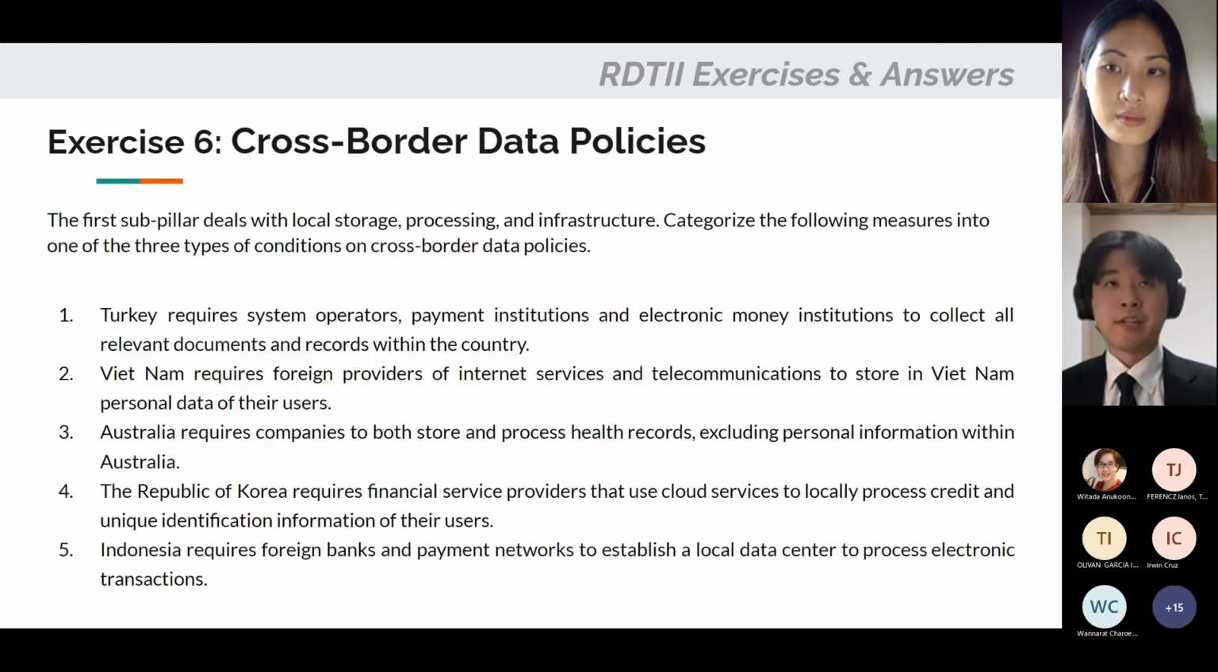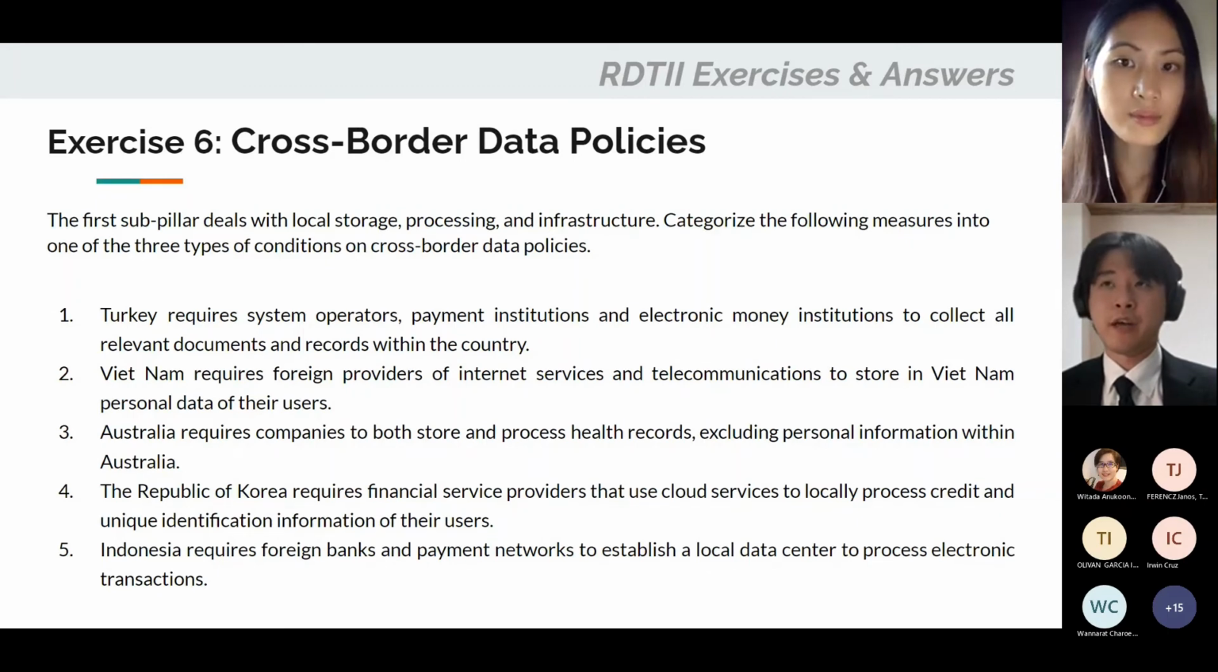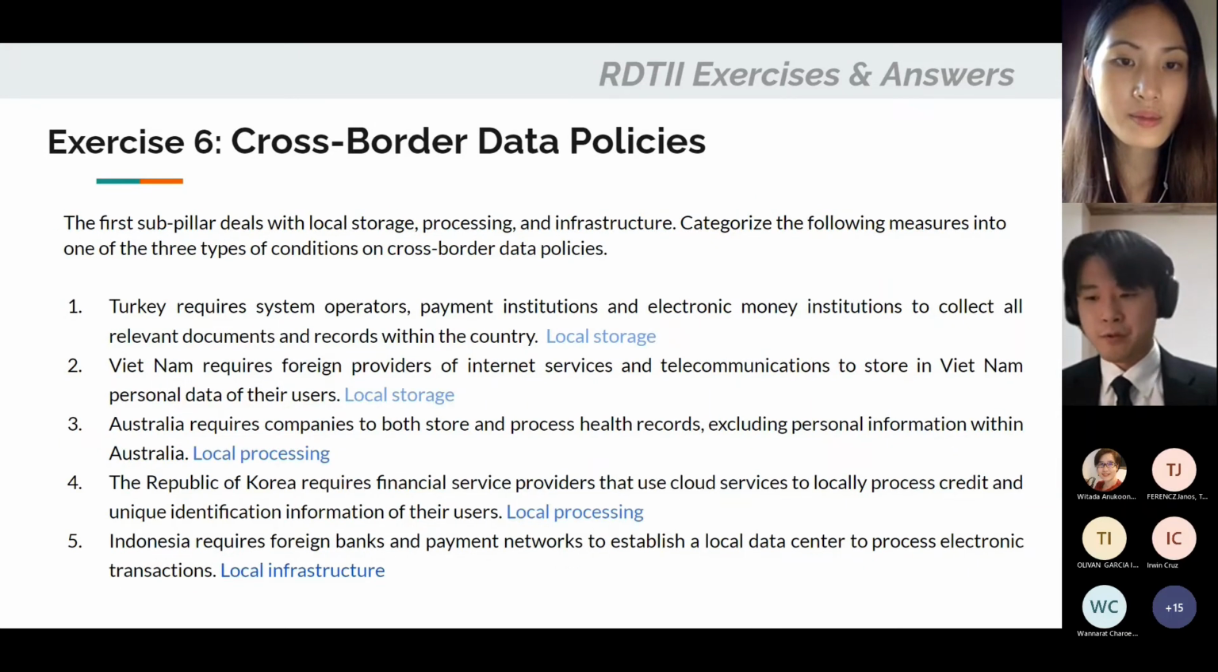So the next question is about cross-border data policies. The question asks, so the first pillar deals with local storage processing infrastructure. Categorize the following measures into one of these three conditions, and this was quite easy. Everyone got this one right. The first two examples are local storage. The next two examples are local processing, and the last one, local infrastructure.